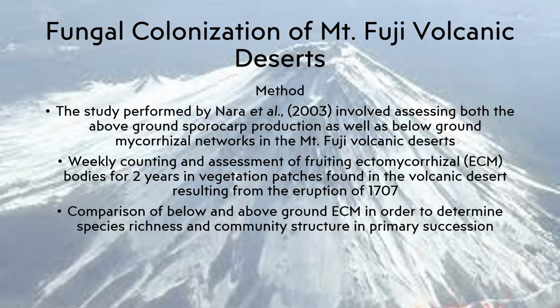The first study that I looked at was about fungal colonization of the Mount Fuji volcanic deserts over in Japan. After the 1707 eruption of the volcano, there was a large volcanic desert area where life took a long time to move in. This study was performed in 2003, and it involved assessing the above ground mushroom production, what we see as mushrooms, as well as the below ground mycorrhizal networks in these deserts, or areas where the vegetation can form.